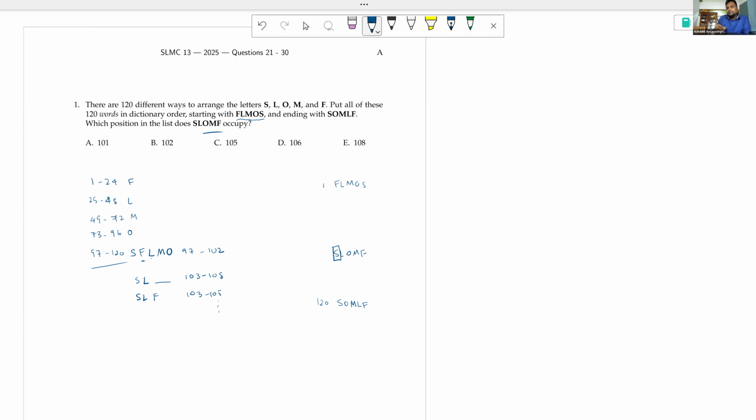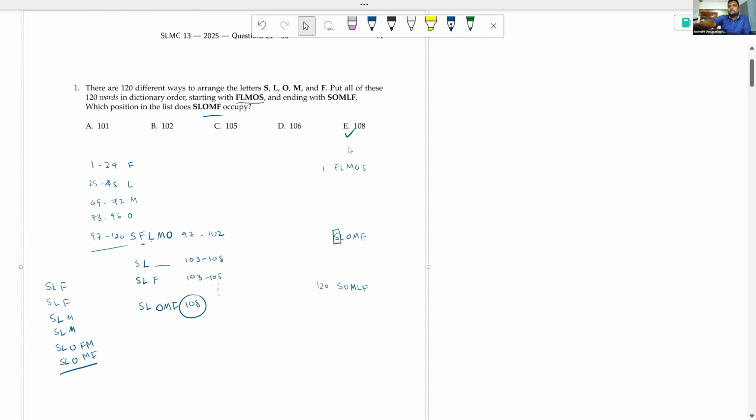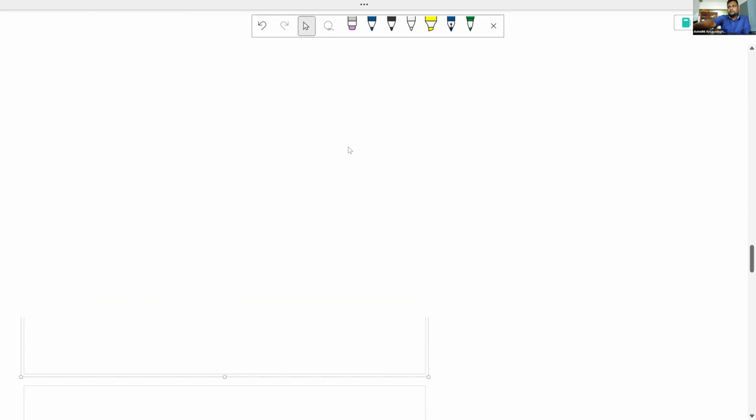You can better reason, but here you can say SLOMF. Let's write it down. SLF, then SLM, and then SLO, SLOFM, SLOMF. Okay, so that would be the 108th word.